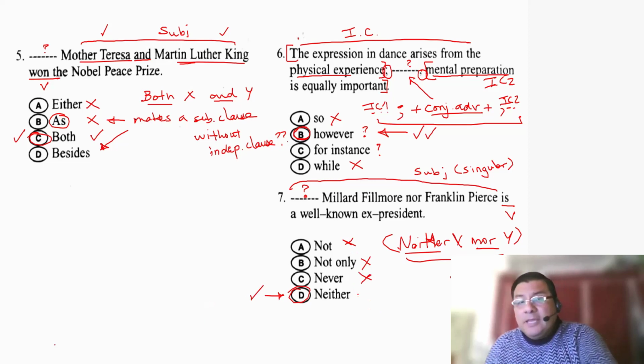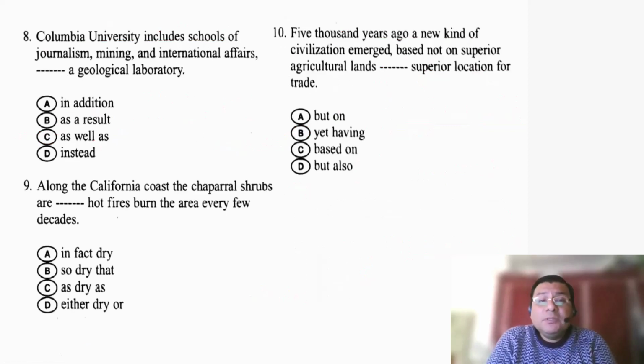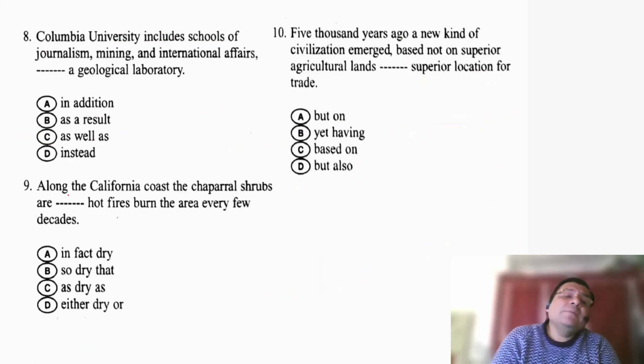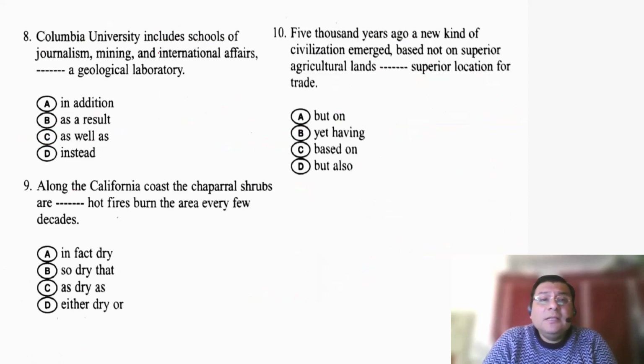Let's continue, let's keep going. Number 8 through 10. You can pause here, try the questions on your own, and come back. All right, number 8. Columbia University includes schools of journalism, mining, and international affairs, comma, yada yada, a geological laboratory.